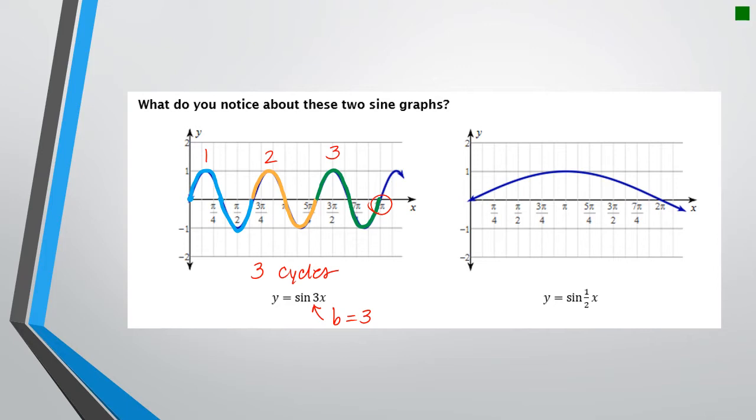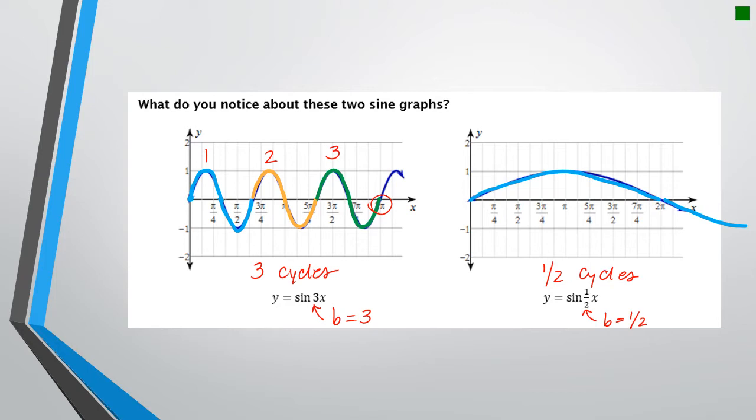Now if I take a look at the second graph on the right, this b value of 1/2 tells me that I should have half of a cycle between 0 and 2 pi. If you look at this graph, it's a little hard to see because I don't have enough space to show you what the rest of it would look like, but this part right here is just the hill. I don't have any room to do the valley, which would be going down here. So this graph is only half of the original sine graph.